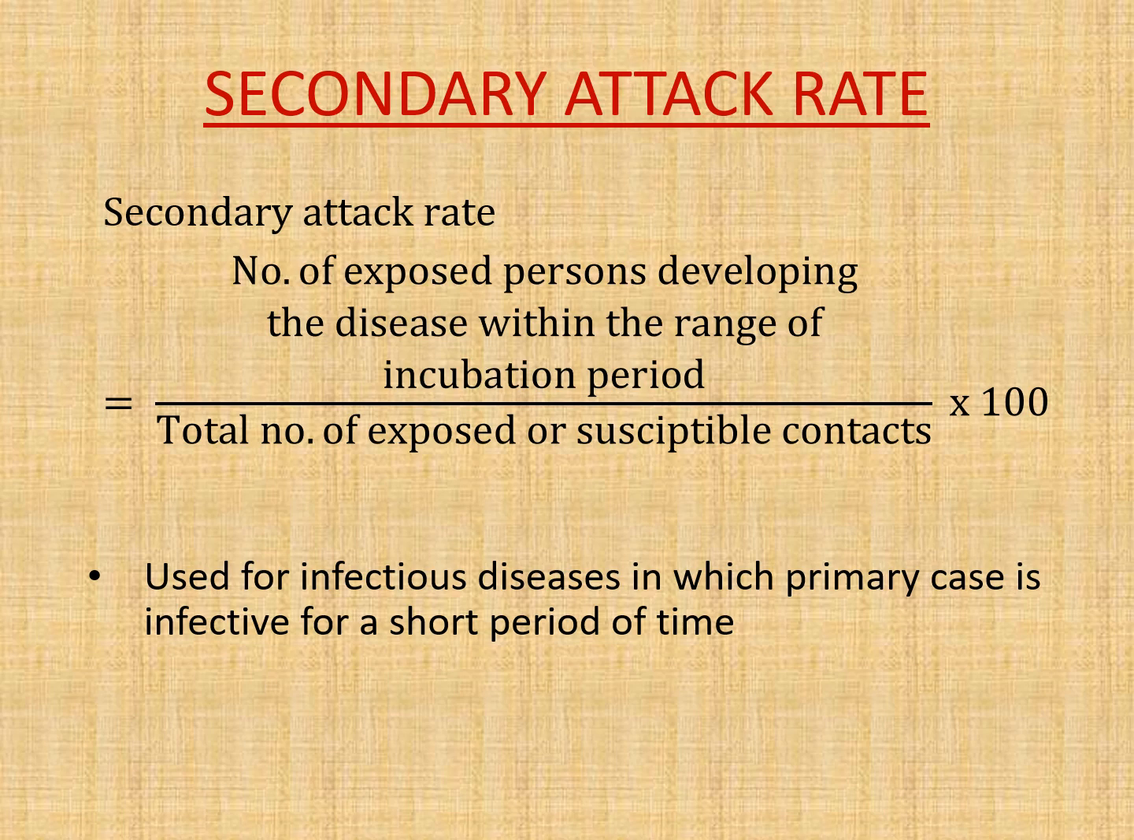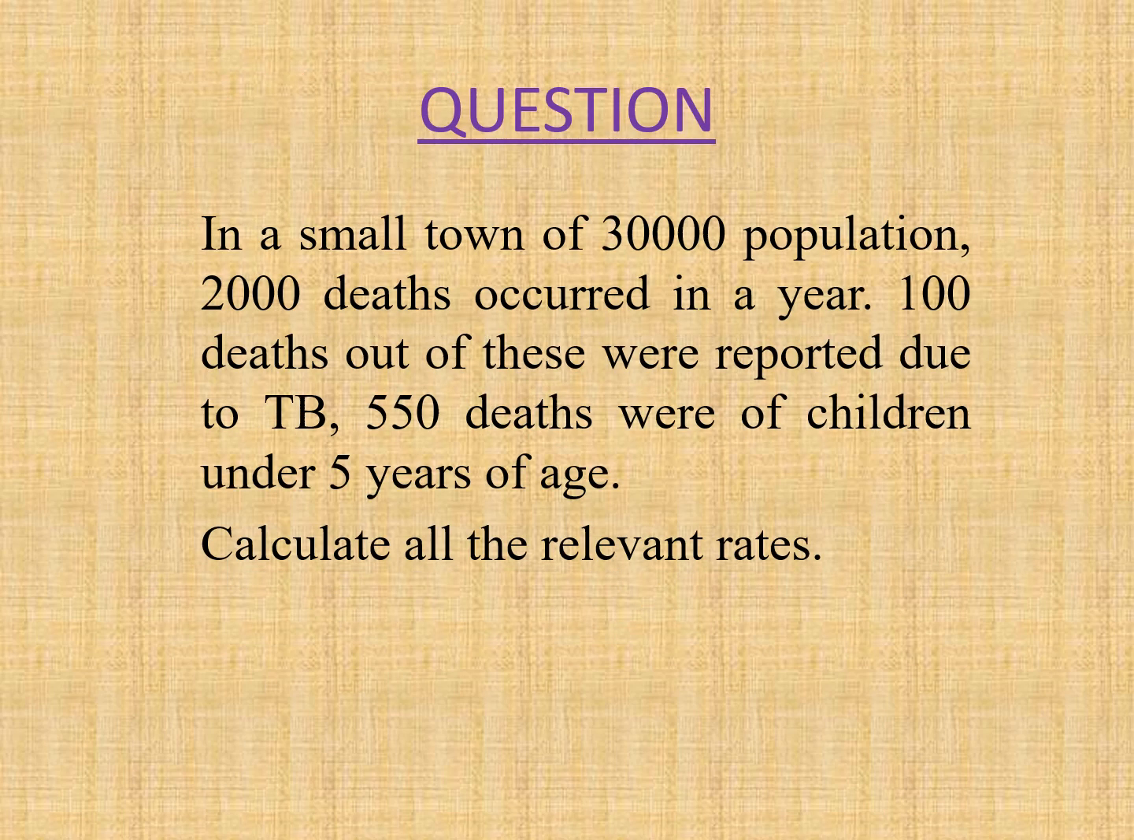Secondary attack rate is used for infectious diseases in which the primary case is infective for a short period of time. It is a ratio of the total number of exposed persons developing a disease within the range of incubation period, divided by the total number of exposed or susceptible contacts, multiplied by 100. So out of those who are exposed or susceptible, the total number of exposed persons who develop the disease should be in the numerator. Let's see one example.